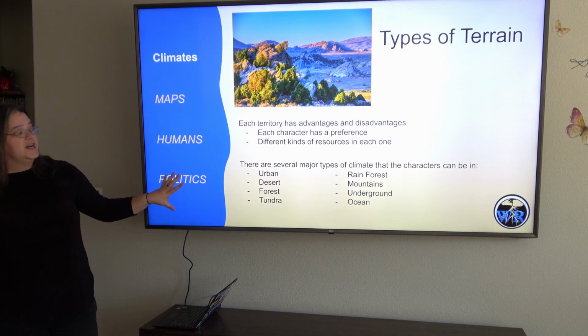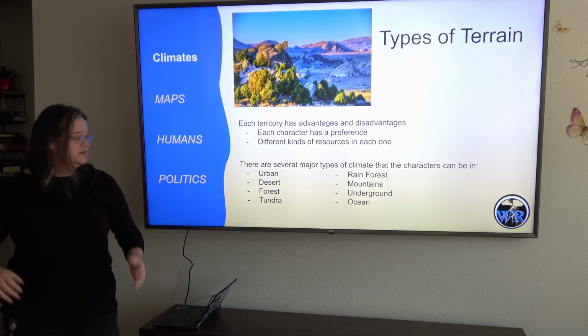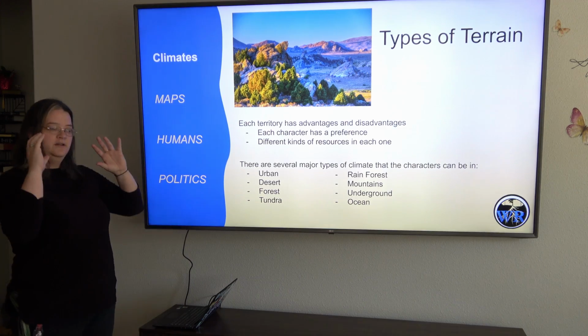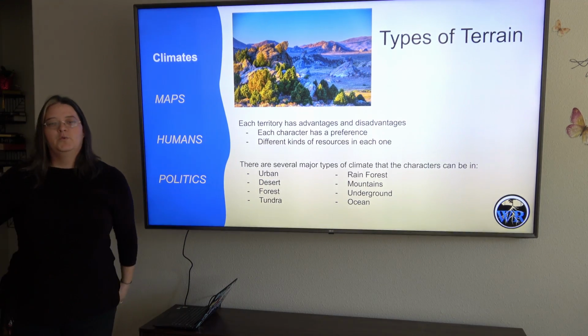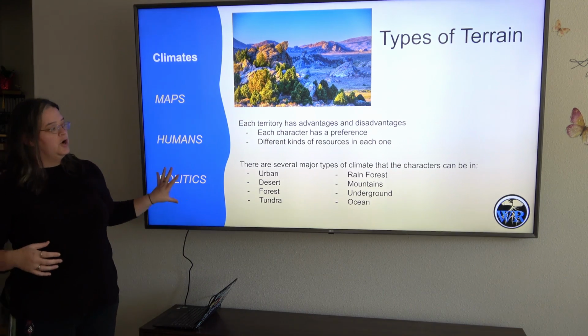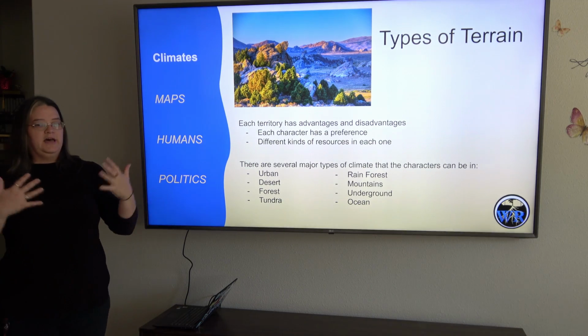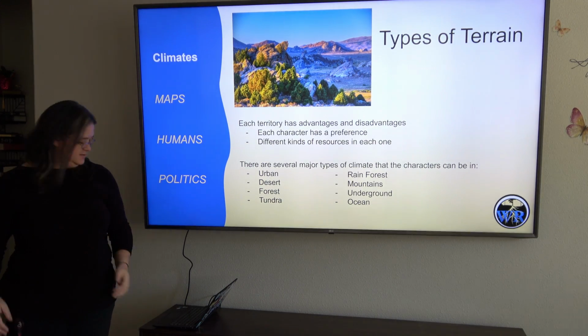A lot of your major types of terrain are going to be urban, so you've got a city here, you've got a desert over here, you've got a jungle over here, you've got an ocean over here. When you're building your bigger types of maps, knowing what these types of terrain are will help you fill in the blank spots.